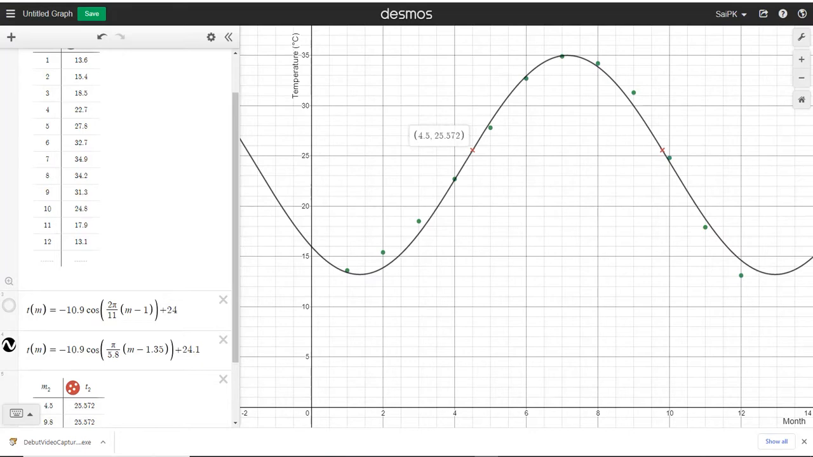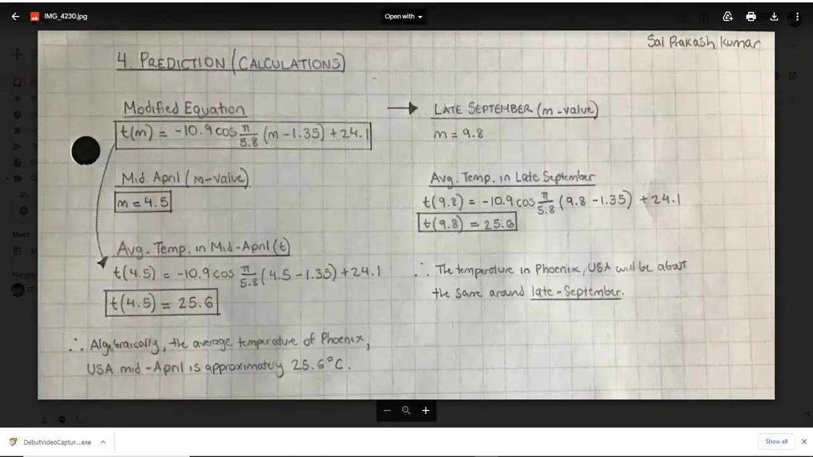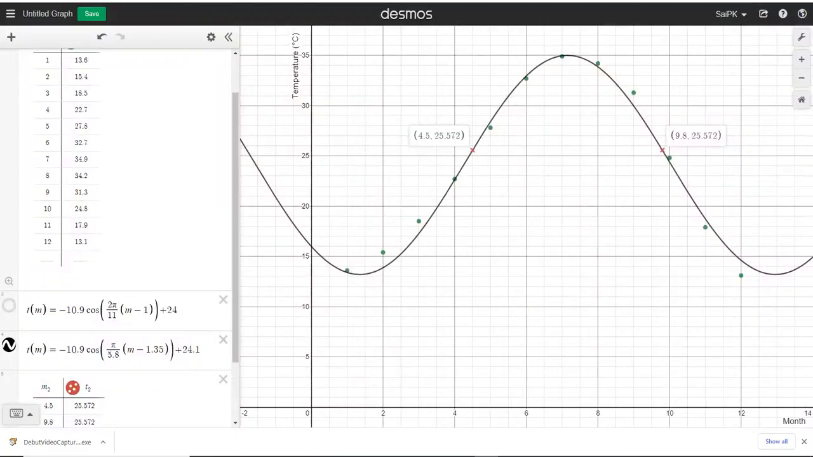And the next part of the step was I had to determine another point in time where it also averages 25.6 degrees Celsius. So I went across the graph and I found out that the m value of 9.8 equals 25.6 degrees Celsius, and 9.8 is approximately late September. So I subbed in the value of m equals 9.8 into the equation to algebraically verify this, and I got 25.6 degrees Celsius.